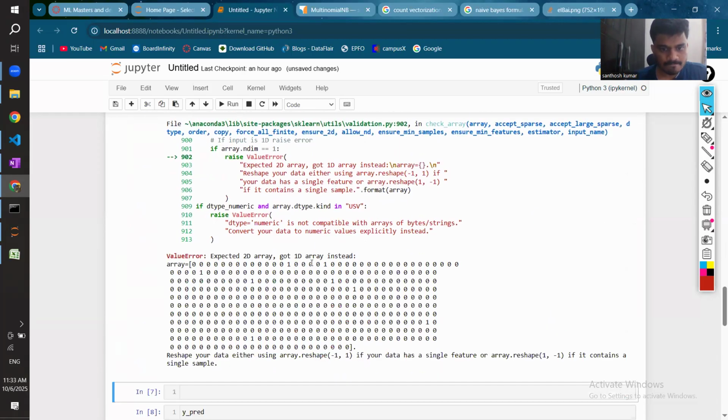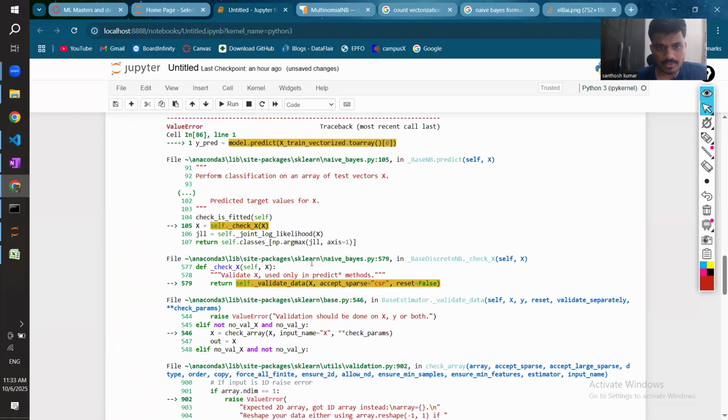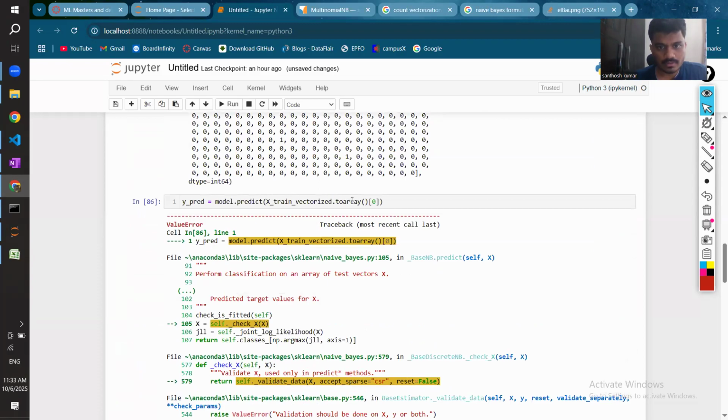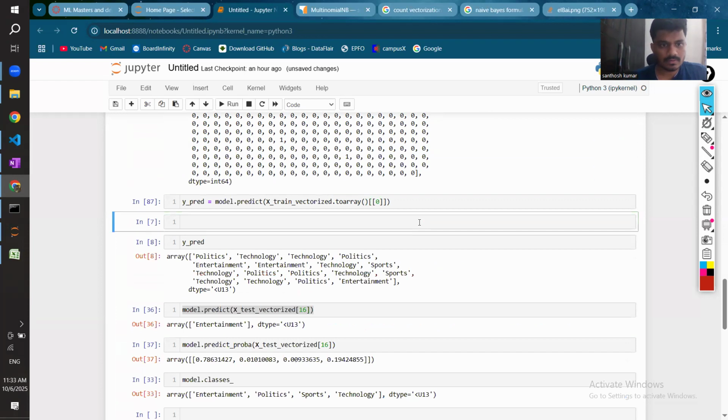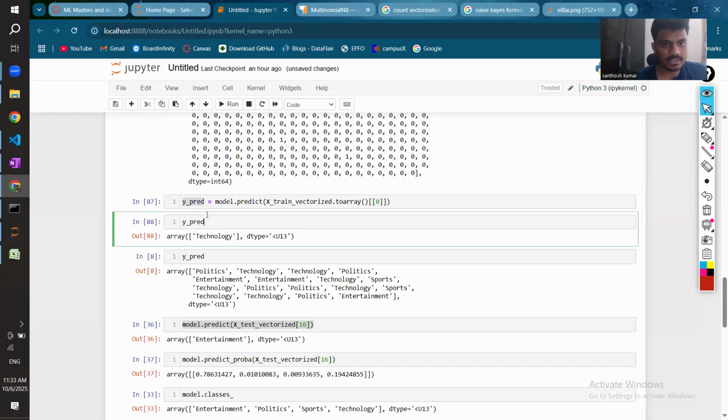It is saying it expected a 2D array. Why? Okay, now it's saying technology.